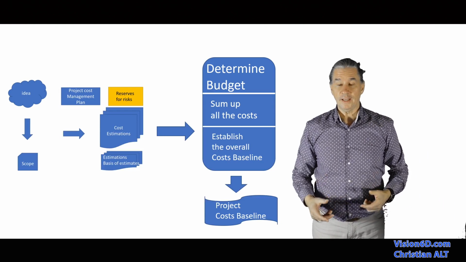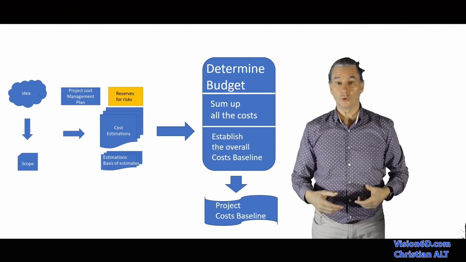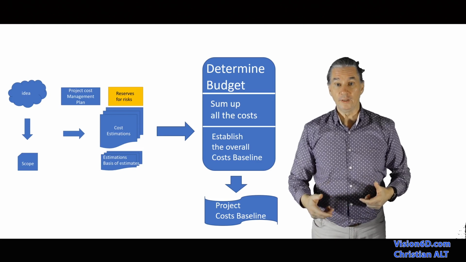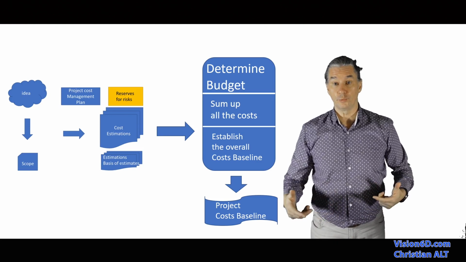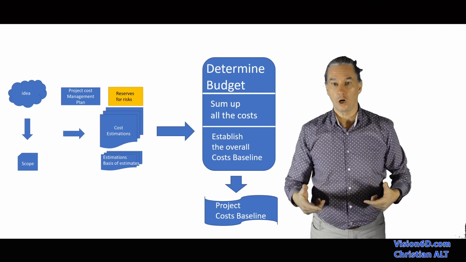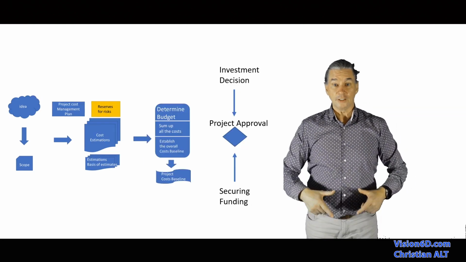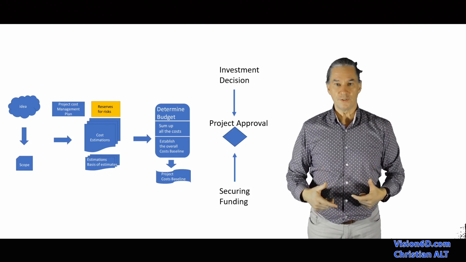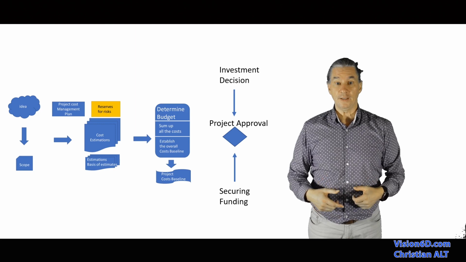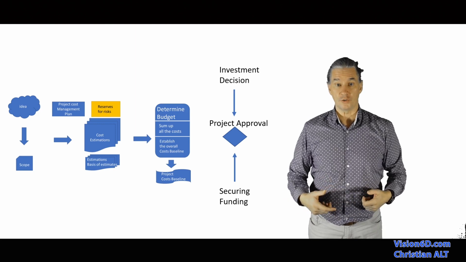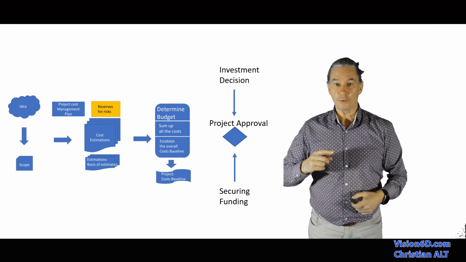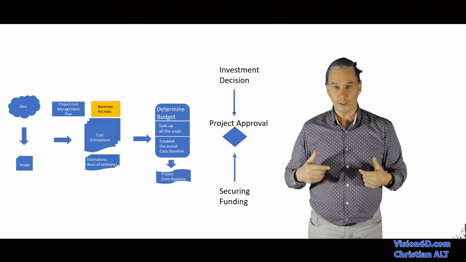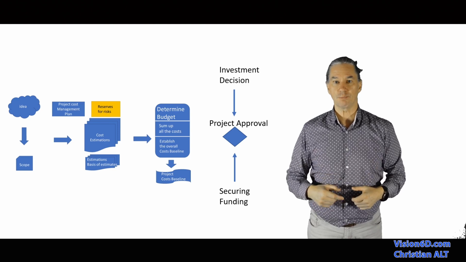The cost baseline is the reference to which we will compare all the costs of the project. It is a way to measure performance in terms of costs and spending. The budget of this project is now ready. I've secured some reserves and I'm ready to take this as the baseline for the costs of this project. There is now one thing that is missing: the approval of the shareholders and the sponsors of this project.